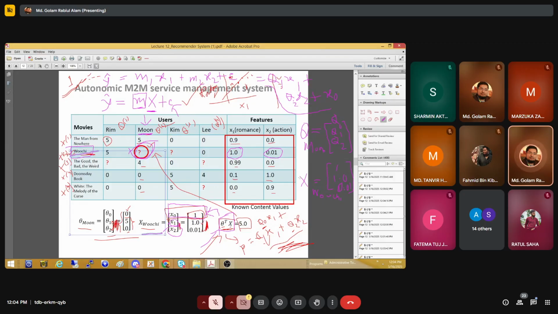We know how to solve that because in linear regression we can apply the least square method. We can apply the gradient descent approach to find out the optimal value of theta, specifically here theta 0, theta 1, and theta 2.